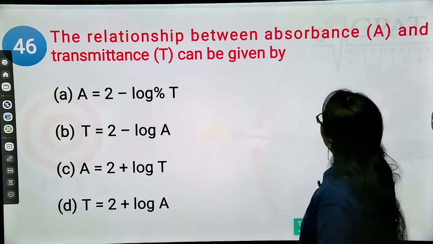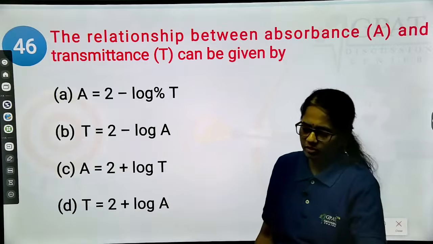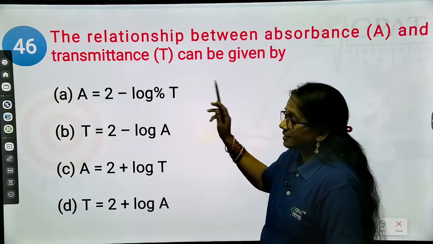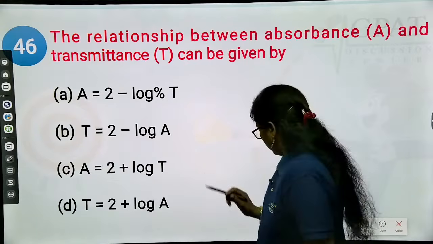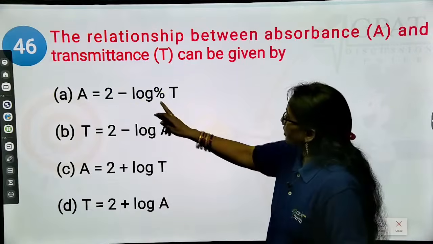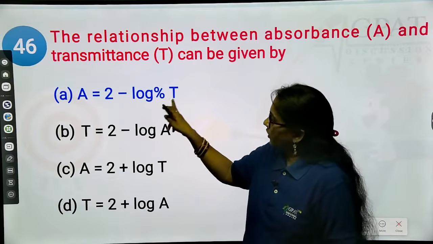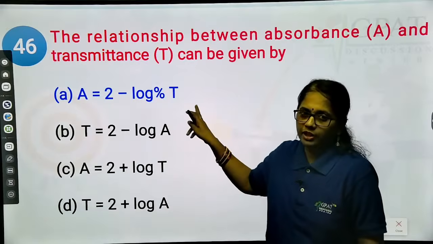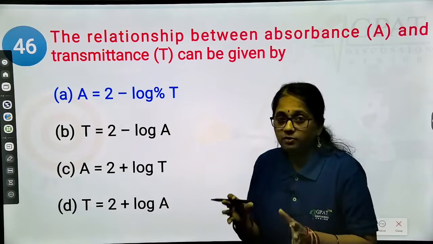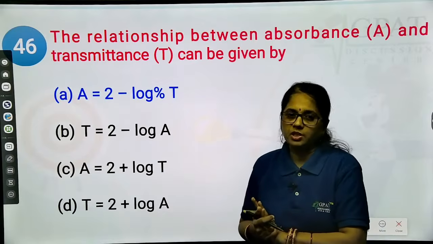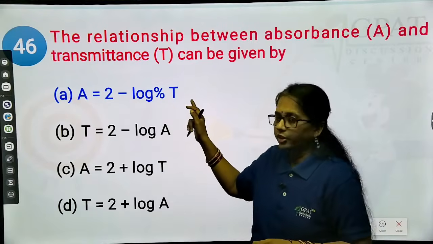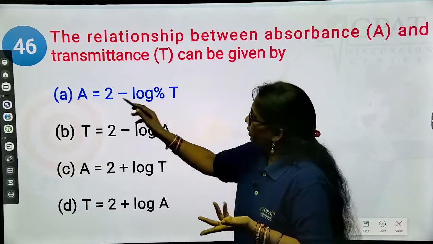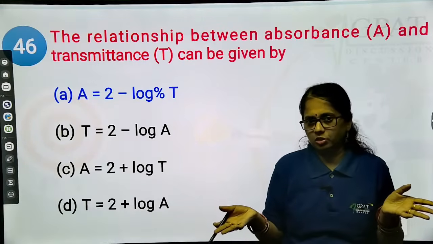Next, the relationship between the absorbance and the transmittance. We know that the formula is A equal to 2 minus log of percentage of transmittance. So, if you observe, log percentage of T. If the percentage of transmittance is 100, meaning 100% of the light is transmitted, then log 100 becomes 2. So, 2 minus 2 is 0. No absorbance at all.